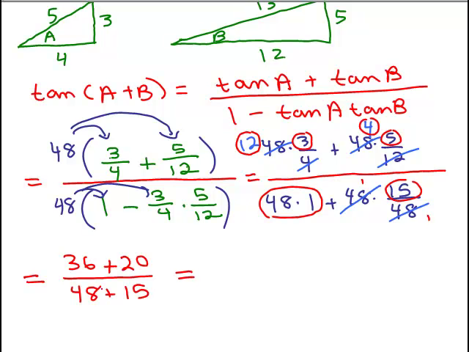Now you can't cancel any of this. Order of operations means you've got to simplify the numerator and simplify the denominator. So I just add up the numerators. That's 56, and add up the numbers in the denominator is 63. And so that is the tangent of A plus B, if these are our triangles.